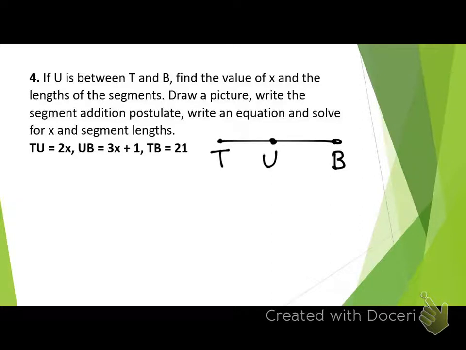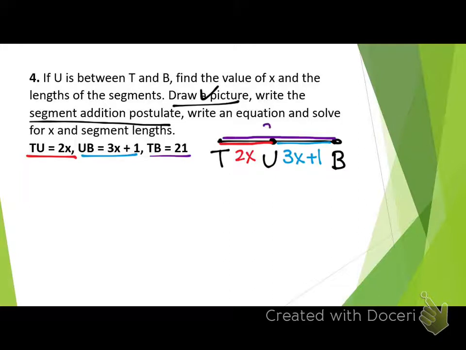So we're going to draw a picture. Done. Then we're going to write the segment addition postulate. I'll explain that here in a second. Let's go ahead and label the picture. TU is 2x. And then UB is 3x plus 1. And TB is 21.